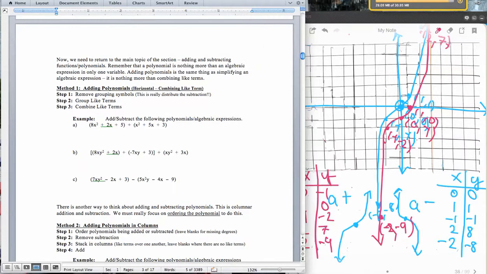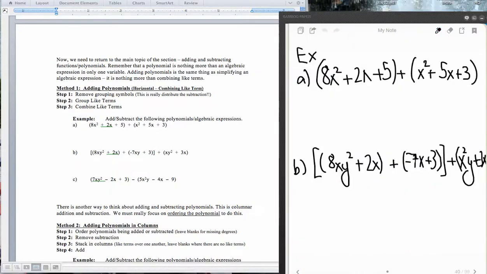All right, now we're on to adding polynomials. Our next topic is adding polynomials. Now we're going to do this 2 different ways. The first method is just like we did when we were combining like terms before and simplifying algebraic expressions. We remove the grouping symbols, we group the like terms, and then we combine the like terms by adding their numeric coefficients. So in the first one here, you notice that the parentheses around this first polynomial and this second polynomial, because it's addition, really have no meaning. So we're just going to ignore those.